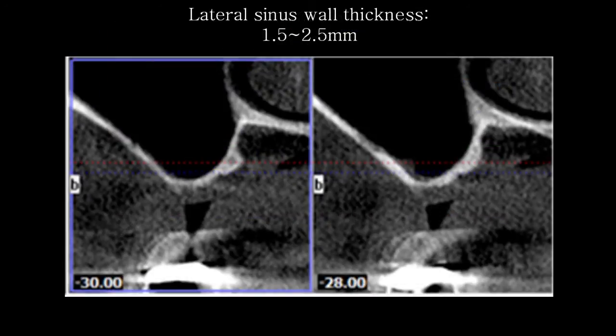Look at the right maxillary sinus. The remaining bone height looks just 1 millimeter. It's a really limited situation. And the width of the sinus looks very wide. This is a very difficult situation. And the thickness of the lateral wall looks relatively thick.